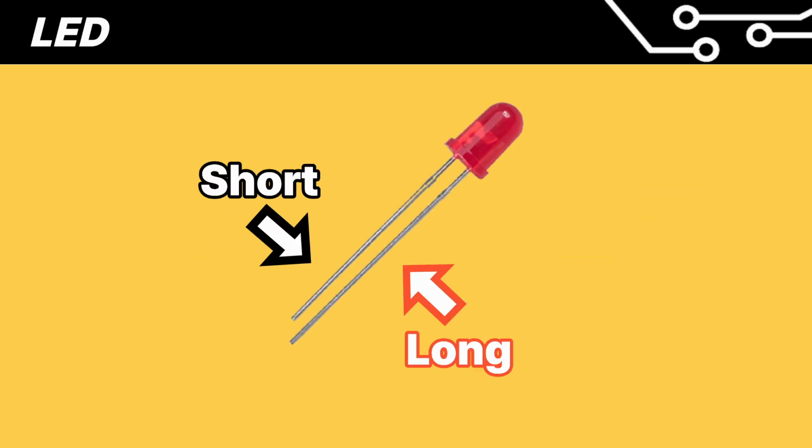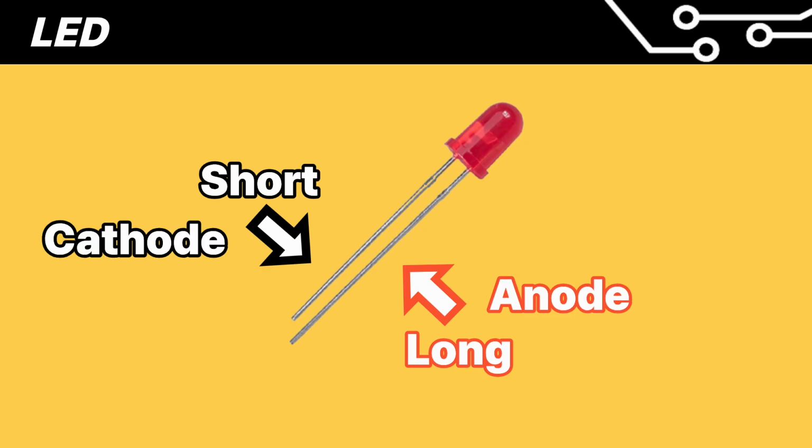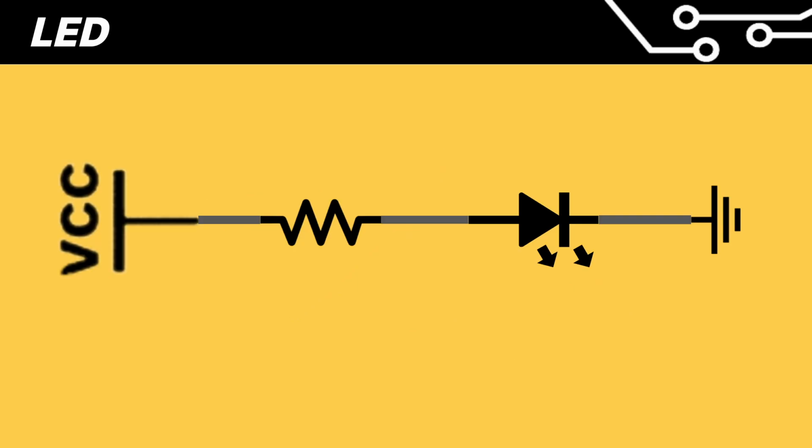If you look at the component, there is a short leg and a long leg. The long leg is plus, the anode. The short leg is minus, the cathode. The general circuit connection method is like this.